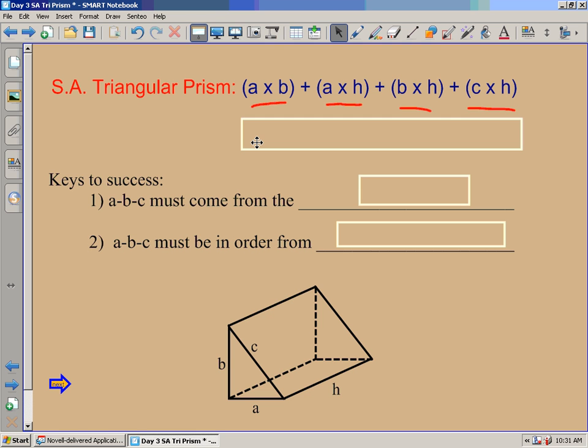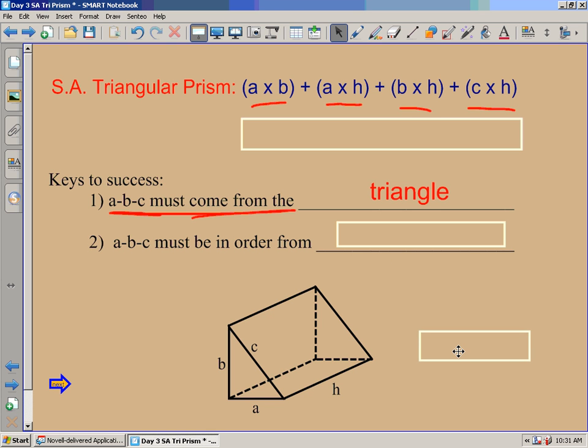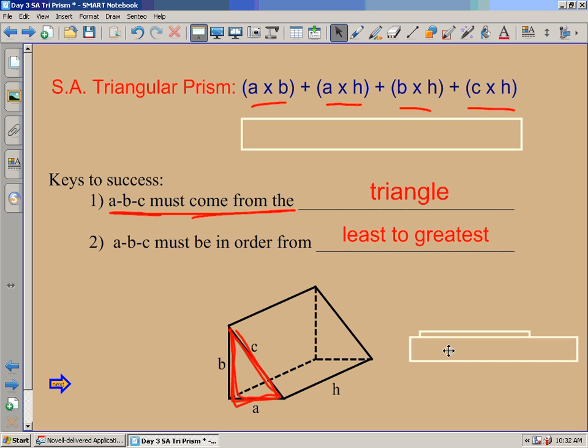Now, one of the keys, and there are 2 big keys when you're identifying the dimensions of this shape, is that you remember that A, B, and C have to come from the triangle. If you look at my shape below, A, B, and C are from the triangle. I'll even suggest that kids take their finger and outline the triangle. It'll help them focus on A, B, and C. A lot of times they think A has to be the smallest of everything, and it doesn't. Sometimes H is the smallest. Sometimes H is in the middle. So you want to make sure A, B, and C are from the triangle, and that we write them in order from least to greatest.